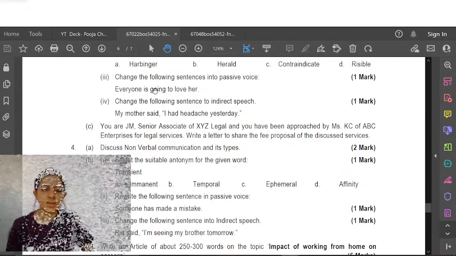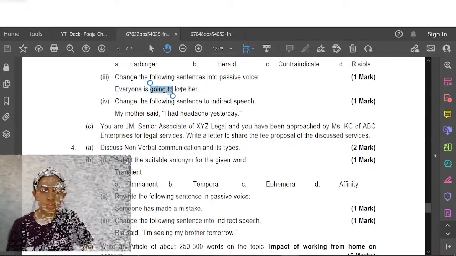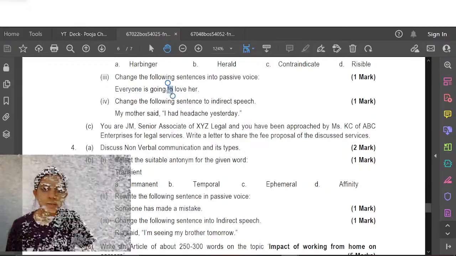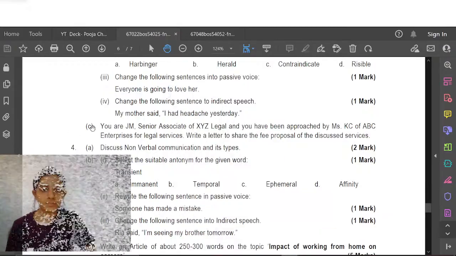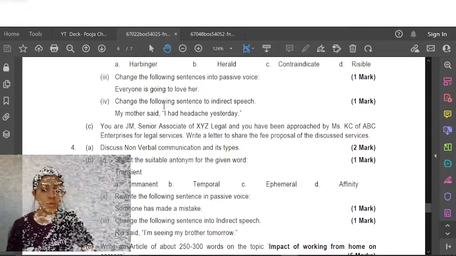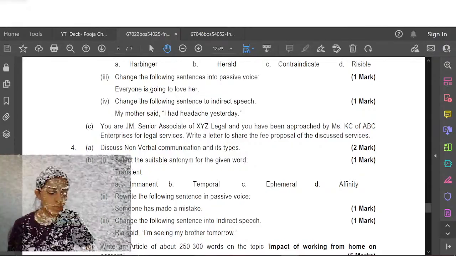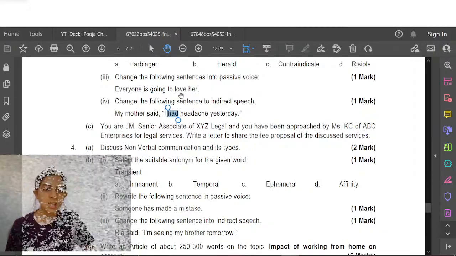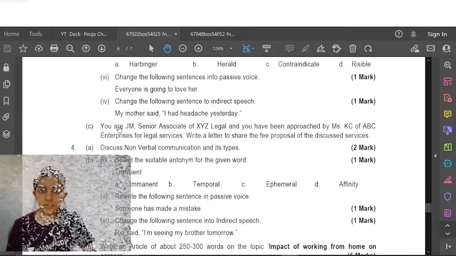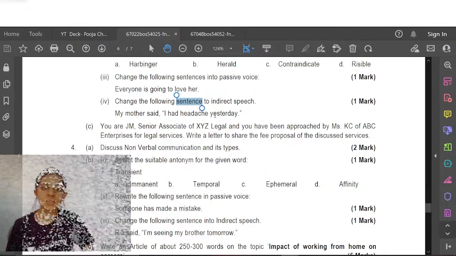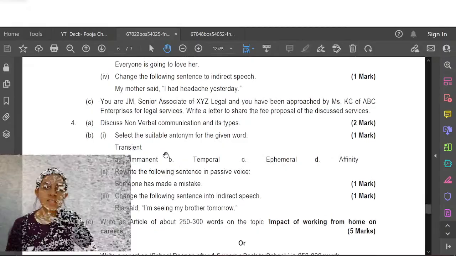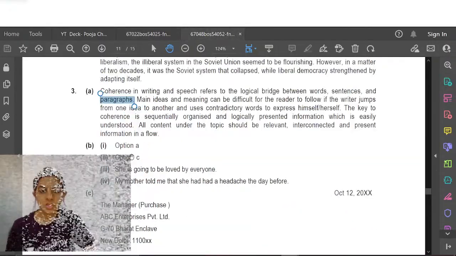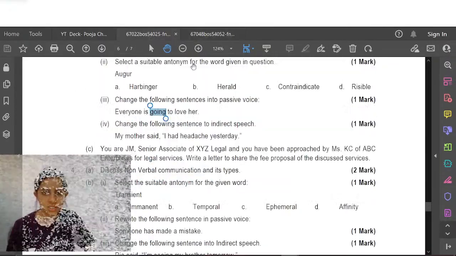Everyone is going to love her. Oh my God, students, do you see this? To love, your verb is in infinitive form. This is an is going to question. When I speak of are going to, is going to questions, how do you deal with it? First, start with your object. She, is going will remain is going. To will remain to. Your love will become loved, V3. But this will become to be loved by everyone. So the correct answer is she is going to be loved by everyone. She is going to be loved by everyone. Take it. Let's go to the next one.